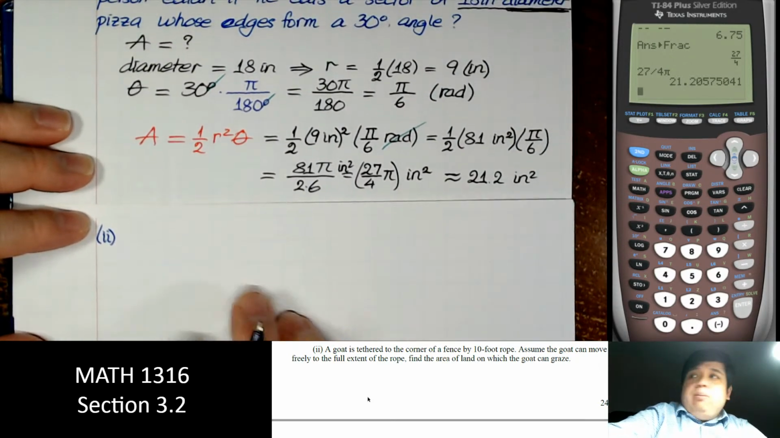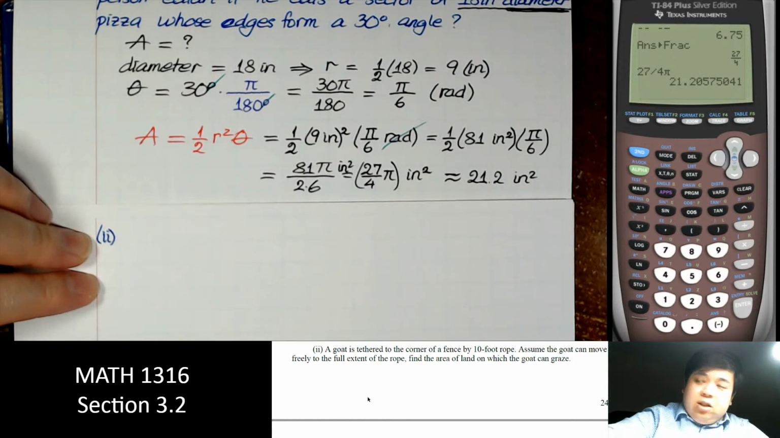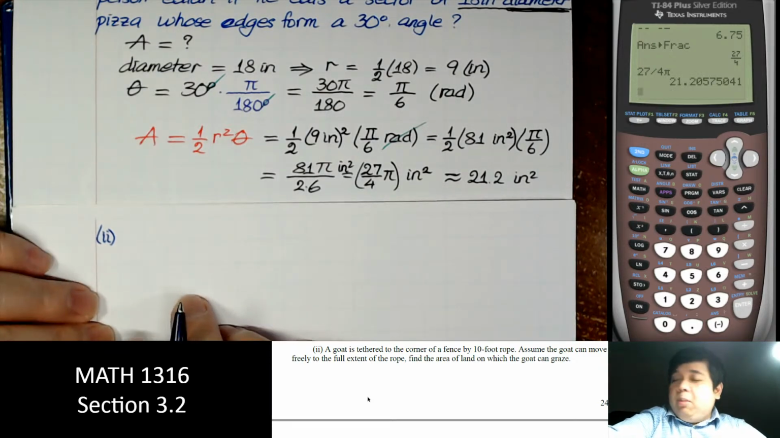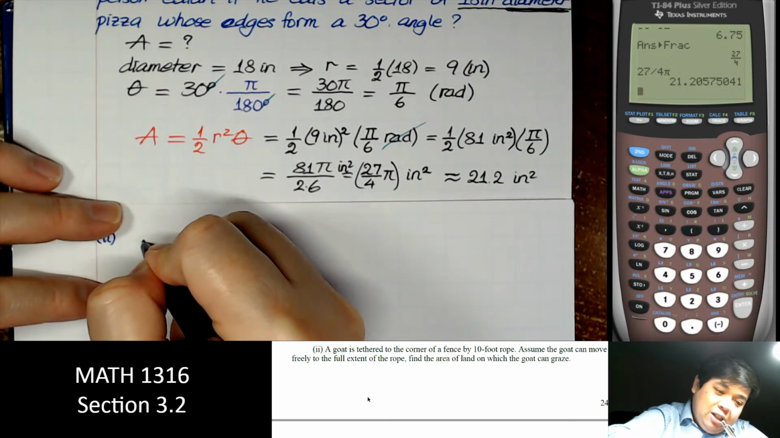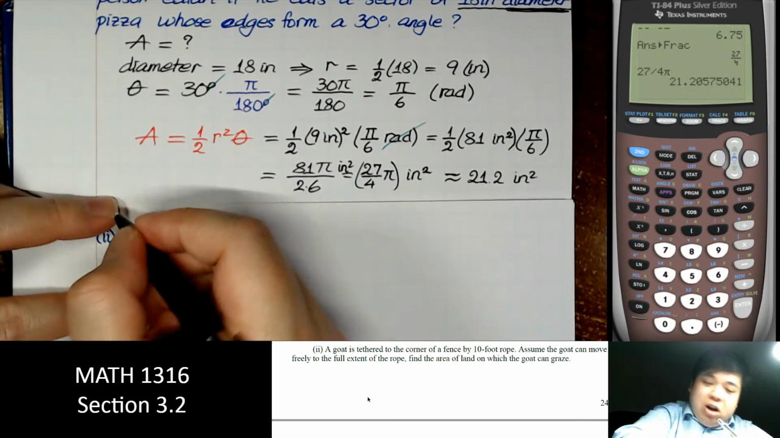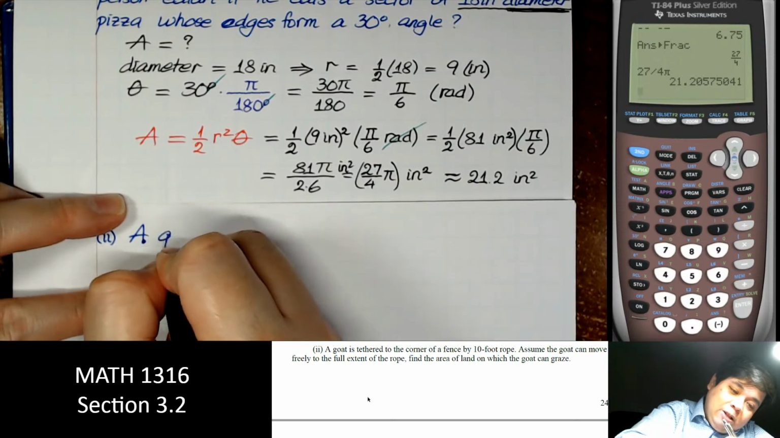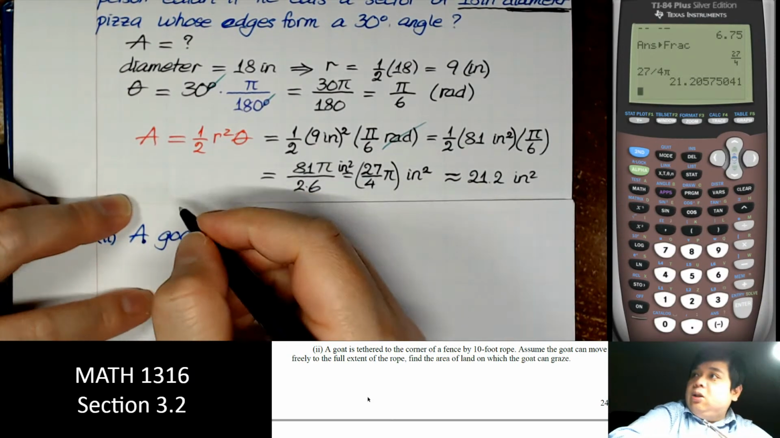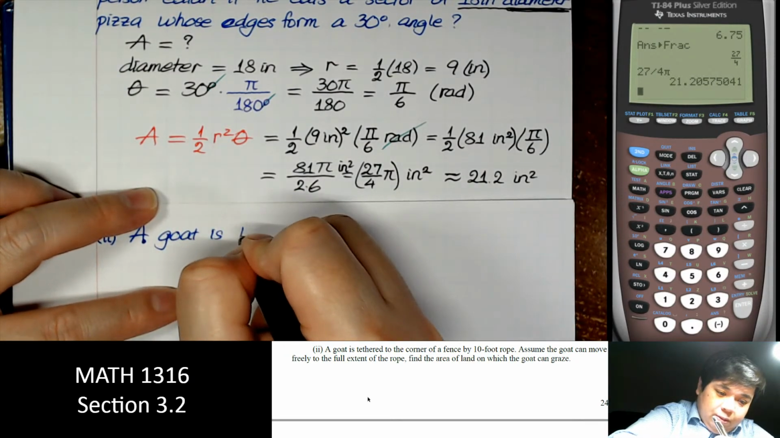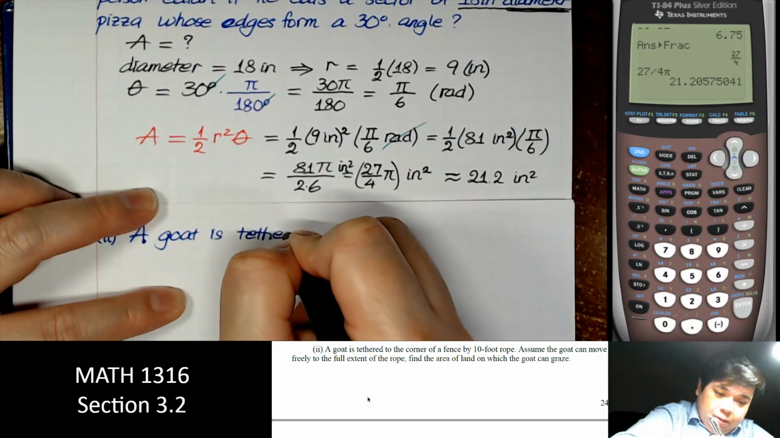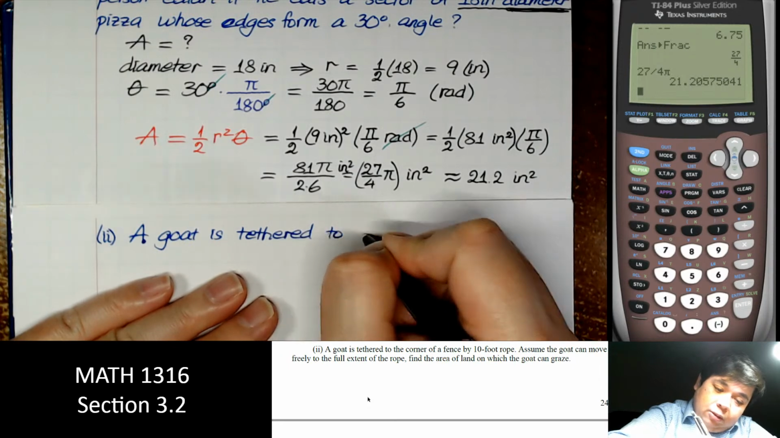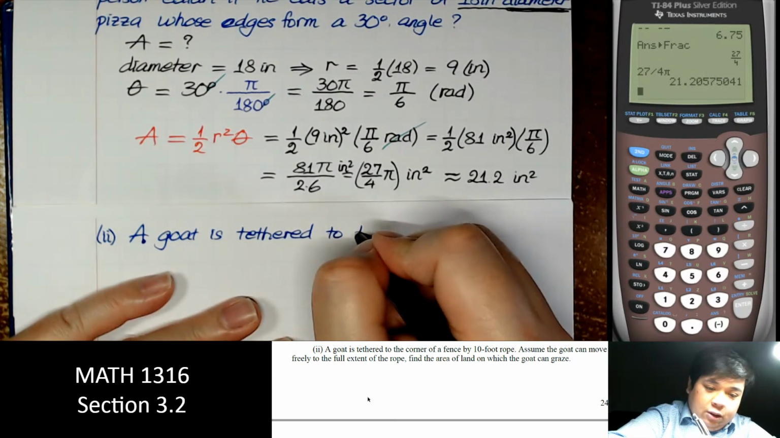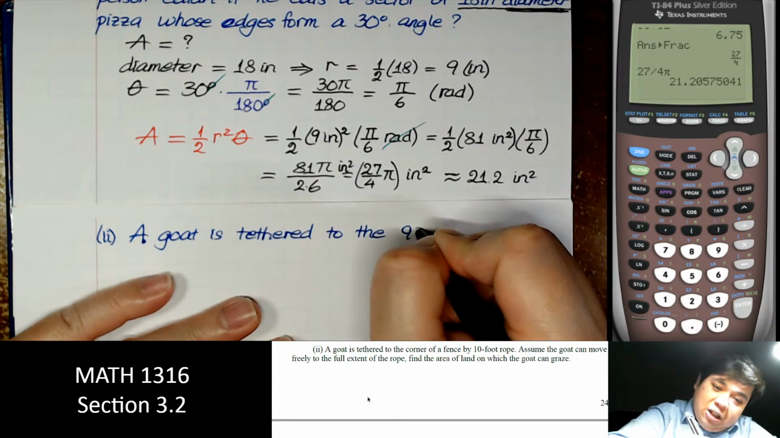Right, the next example: a goat is tethered at the corner of a fence. So we assume that the fence is at a 90-degree angle. Okay, let me just write out the problem.